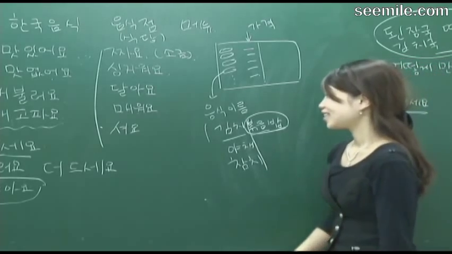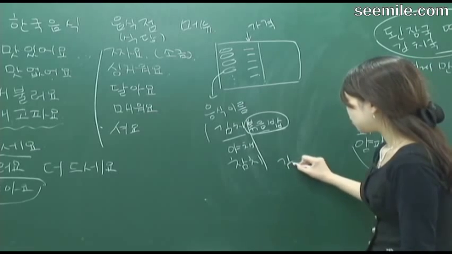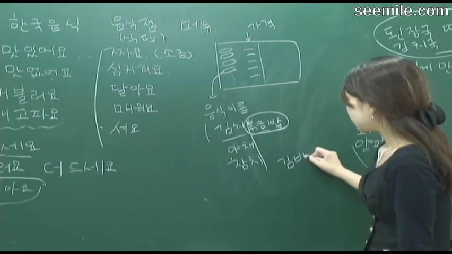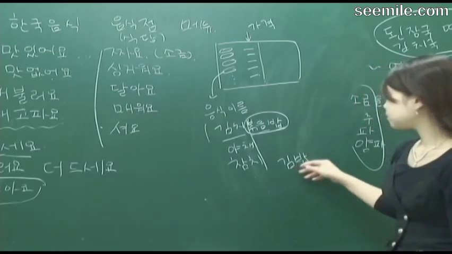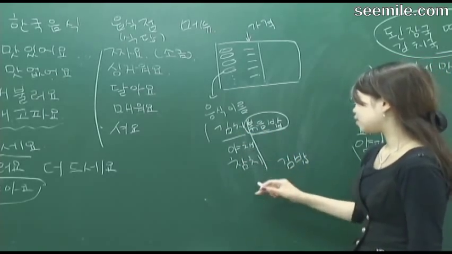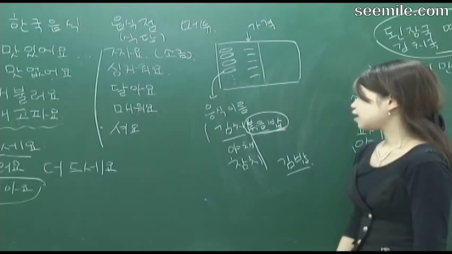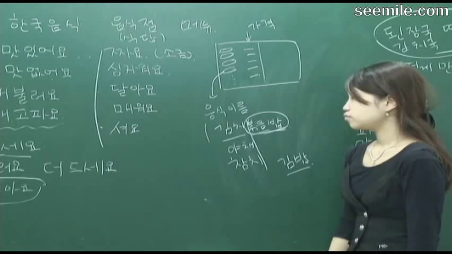A lot. 그다음에 김밥. 김밥도 rice로. California roll, right? Kind of. 참치김밥, 뭐 김치김밥, 양치김밥, a lot. 김밥, 볶음밥. And, what else?